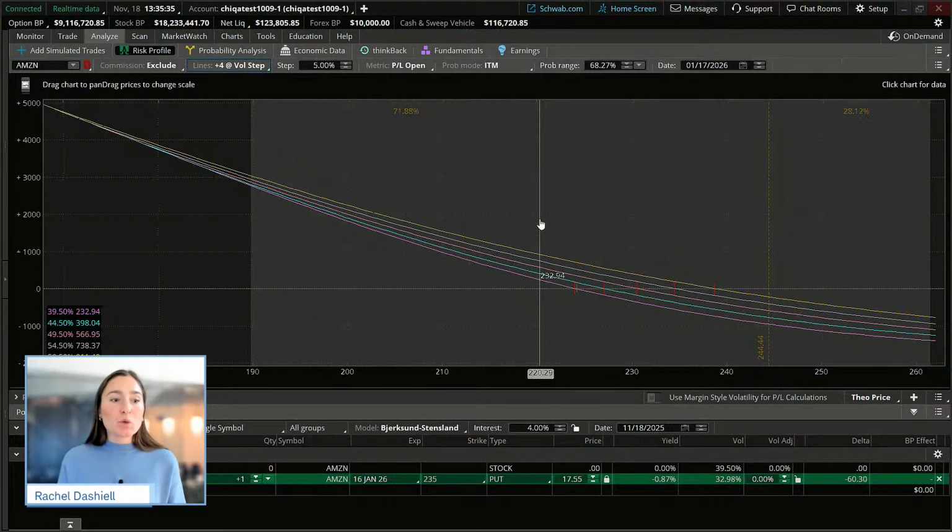So if the price of the stock goes down just $5 and implied volatility stays the same right now, we would be at a $232 gain. But if the price of the stock goes down to 220 and implied volatility moves up 5% to 44.5, we're obviously going to see a much larger gain, more than 50% higher than what we would have seen with no change in implied volatility.